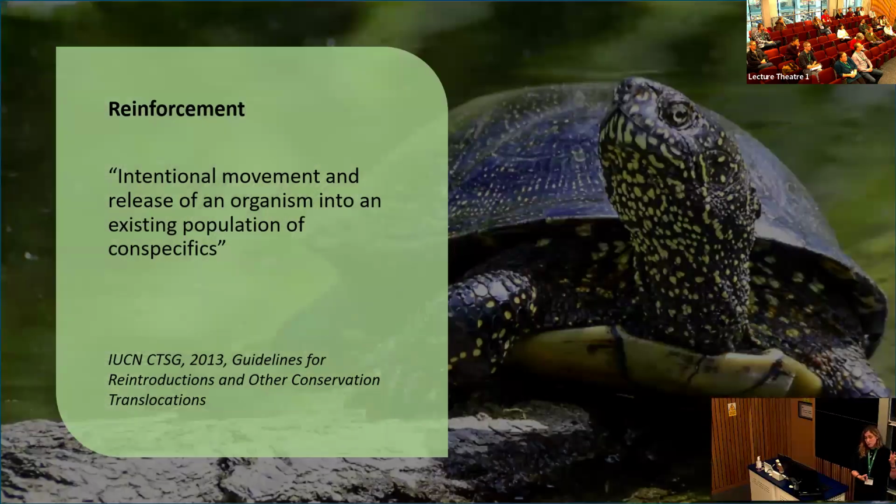Reinforcement is where the animal itself hasn't gone extinct, but there's a very low level. It might not be a viable population, and you need to add more to boost the population. An example could be the European pond turtle. There have been quite a few reinforcements throughout Europe, Italy, where populations have got very low over time, and in order to boost those populations and increase genetic diversity in some cases, that's been beneficial to those populations.